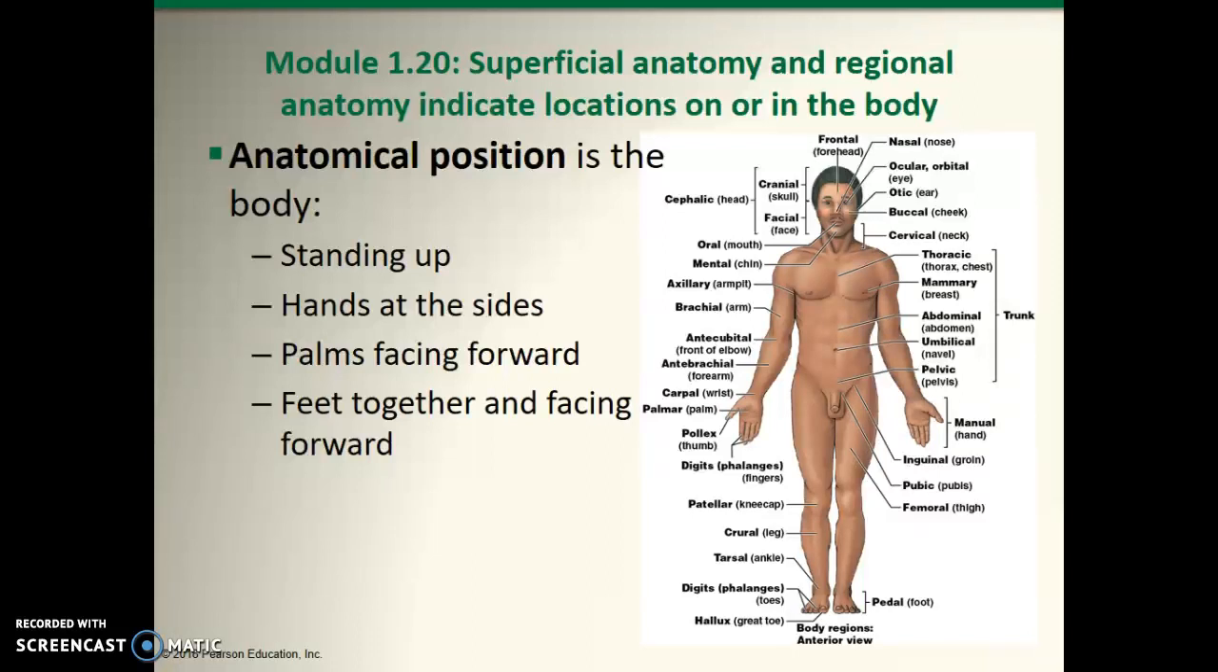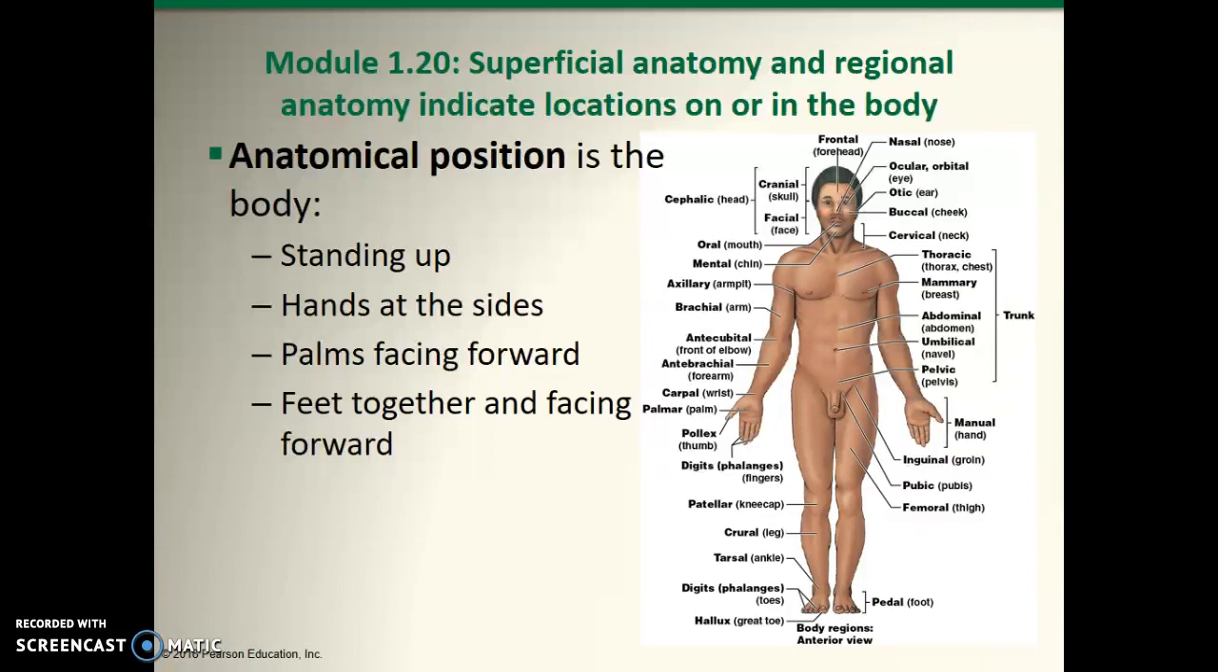Palm is palmar. Pollex is thumb. You can think you've got two P's in your hand, palmar and pollex. Your fingers are digits or phalanges. Patella is your kneecap. The front of your leg is crural. Your ankle bones are tarsal. Digits or phalanges, toes, same as fingers. And your big toe is your hallux. We'll start back up at the top.